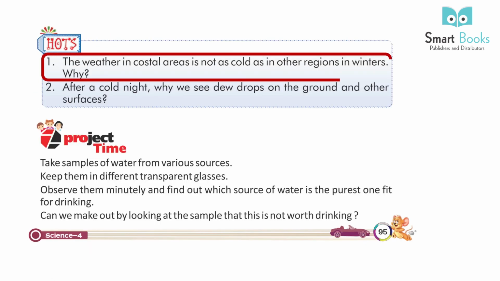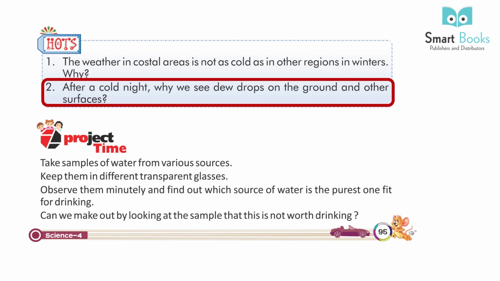Thoughts. 1. The weather in coastal areas is not as cold as in other regions. Why? 2. After a cold night, why do we see dew drops on the ground and other surfaces?